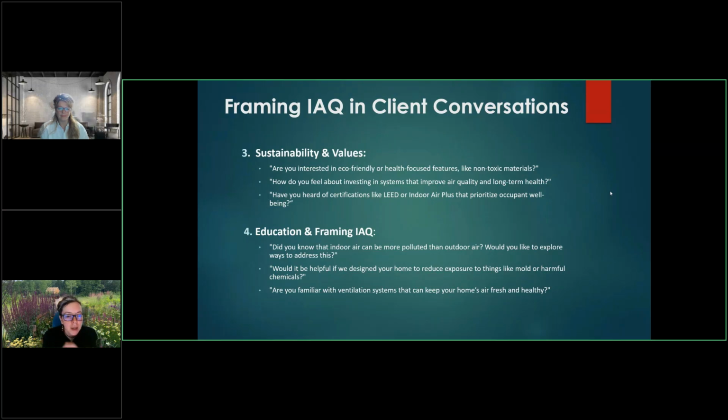Would it be helpful if you designed your home to reduce exposures to things like chemicals, mold? And are you familiar with ventilation systems? Do people know what a ventilation system even is? What does that mean?